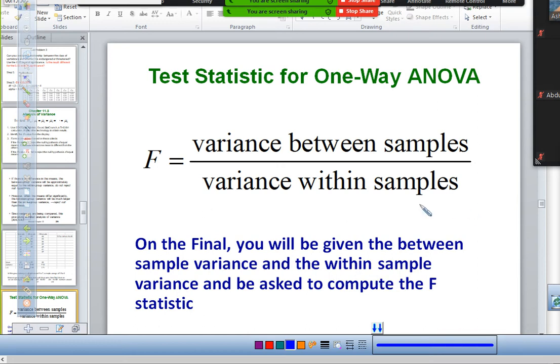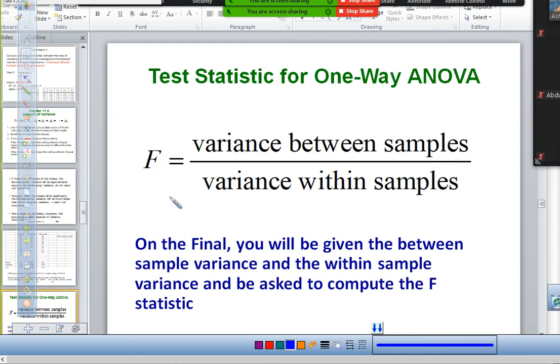So on the final, I'm going to give you a question. I'm going to give you the between group variance or the between sample variance, and I'm going to give you the within group variance or the within sample variance, and some other stuff just to confuse you. I'm going to ask you to compute the F statistic.